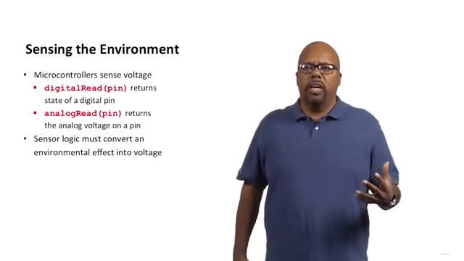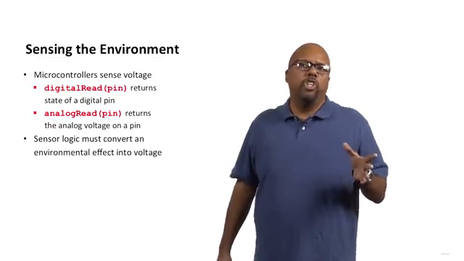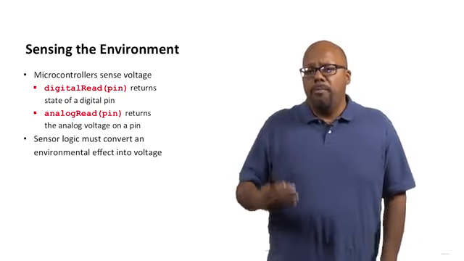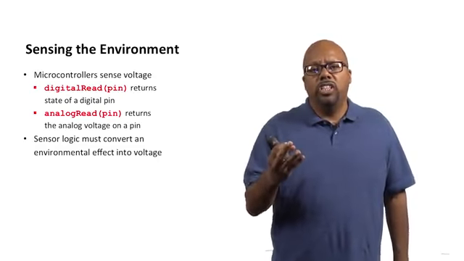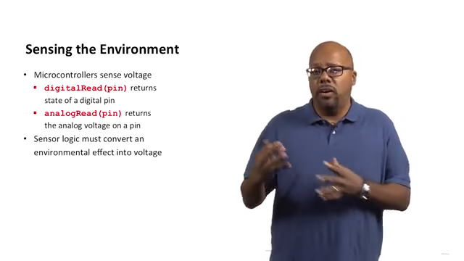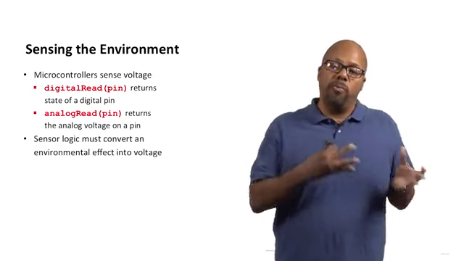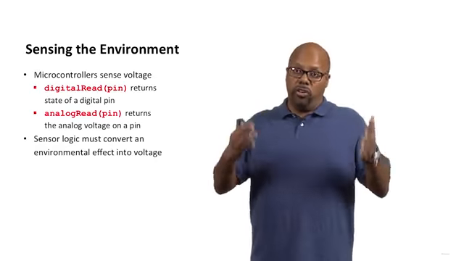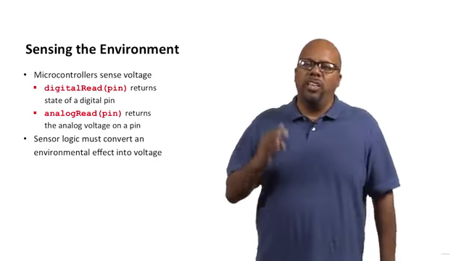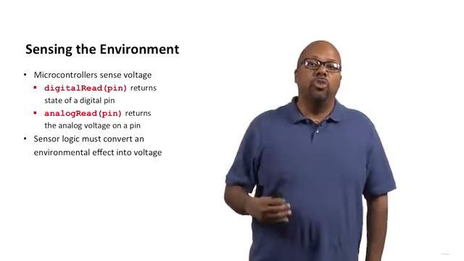So for instance, one example that I might use is a light sensor, a photosensor. Maybe it's outputting a voltage according to how bright it is. Your sensor has to take the brightness and turn it into a voltage. Then it can drive that voltage onto a pin of the Arduino. Then in your Arduino code, you can call analogRead, see what the voltage is, and then you know how bright it is. So that's what all these sensors are doing. They're taking some environmental effect and turning it into voltage.